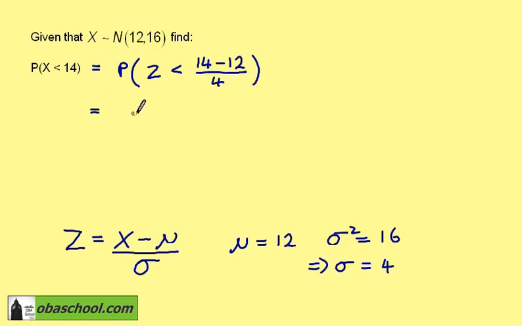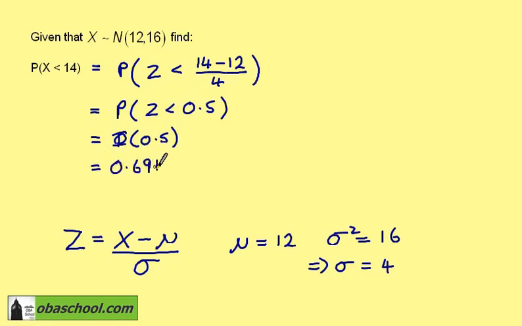This is going to be the probability that z is less than 0.5. We look that up in tables. Remember, look up z is 0.5 and read off phi of 0.5, which is 0.6915.